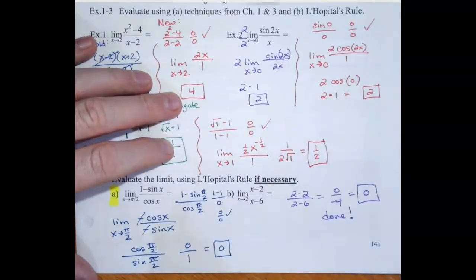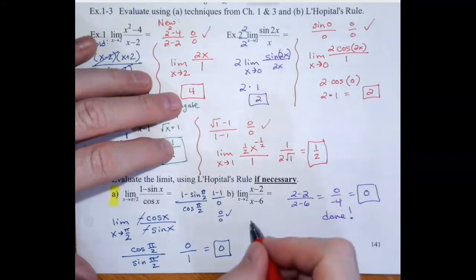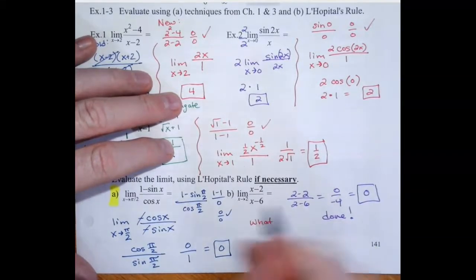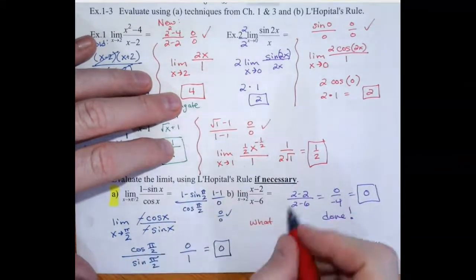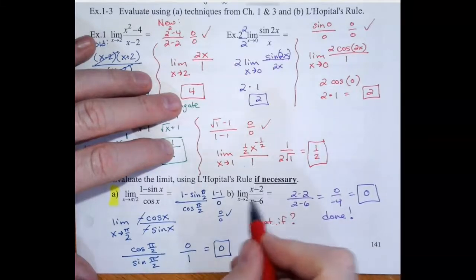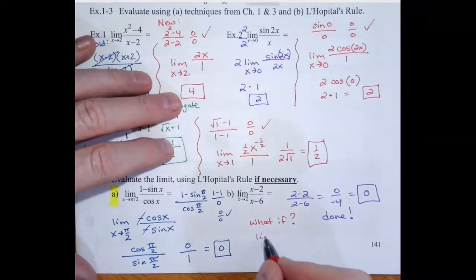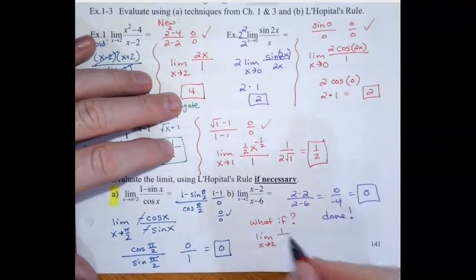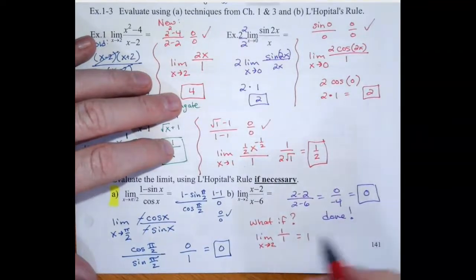Okay. Now, what happens if, you probably shouldn't even write this down. Don't write this down. Maybe, I don't know, it's up to you. What if you would have tried to use L'Hopital's rule on that? You would have said the limit as x approaches 2. If you take the derivative of that, you get 1. If you take the derivative of that, you get 1. That's just 1, so that would be 1. But that's not correct.